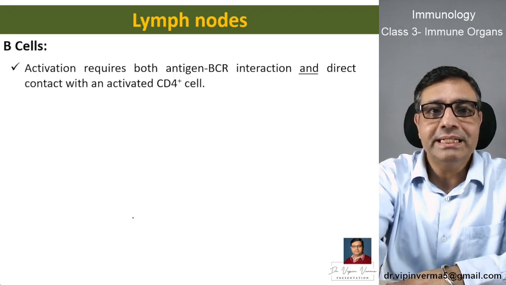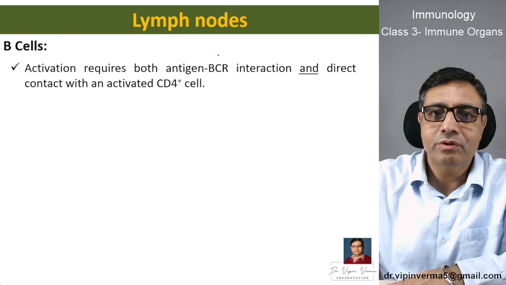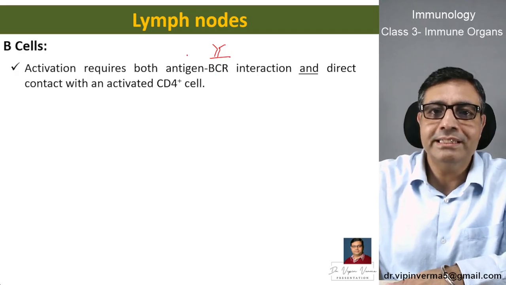Now focus on the B cells. B cell activation requires both the antigen-BCR interaction, because the BCR is like the same antibody, as we saw in the last class. This is the surface antibody molecule, which is the BCR. That interaction is important, and so is direct contact with the activated CD4 positive cells. That means it also requires the T helper cells.